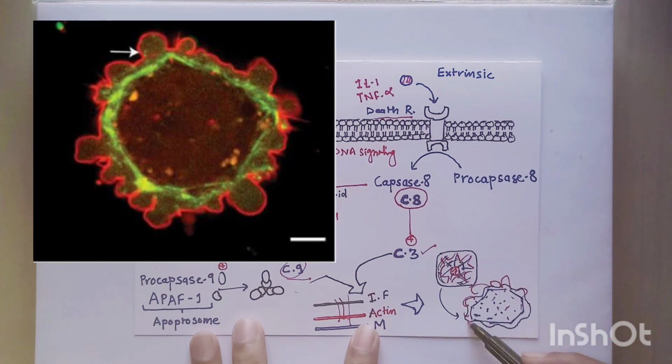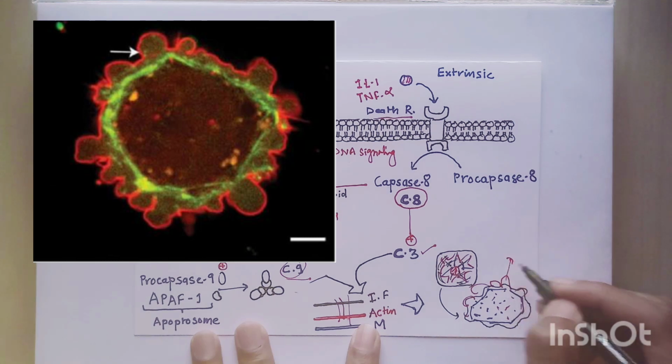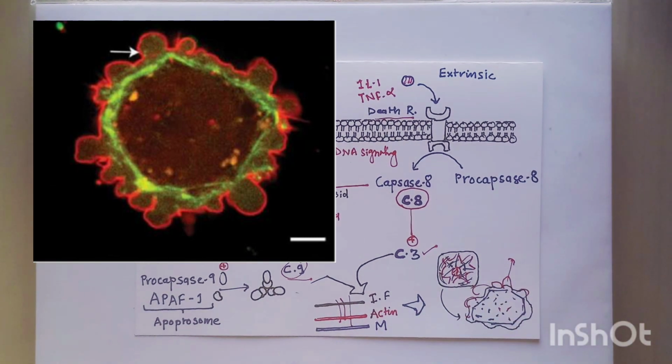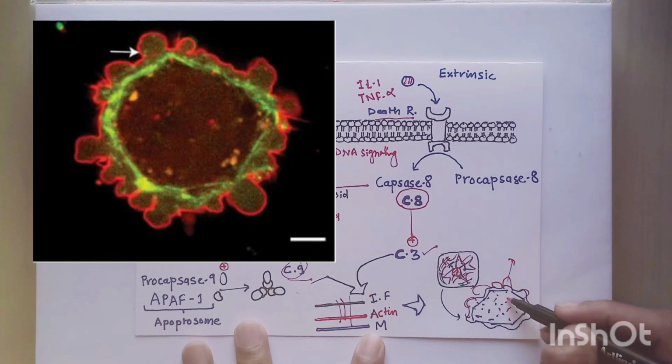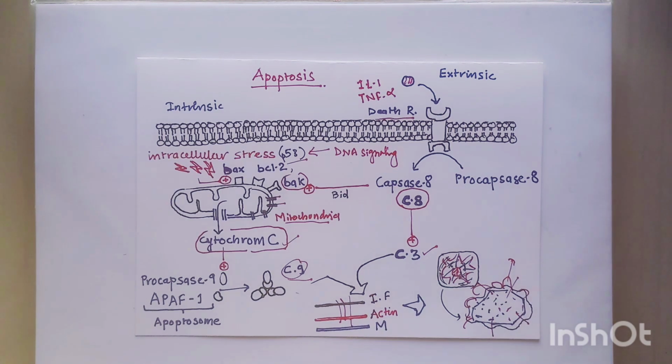That is, there are many blebs in the cell. These are the characteristic of apoptosis: the membrane integrity is maintained but there are blebs. So this is the molecular mechanism of how apoptosis occurs.